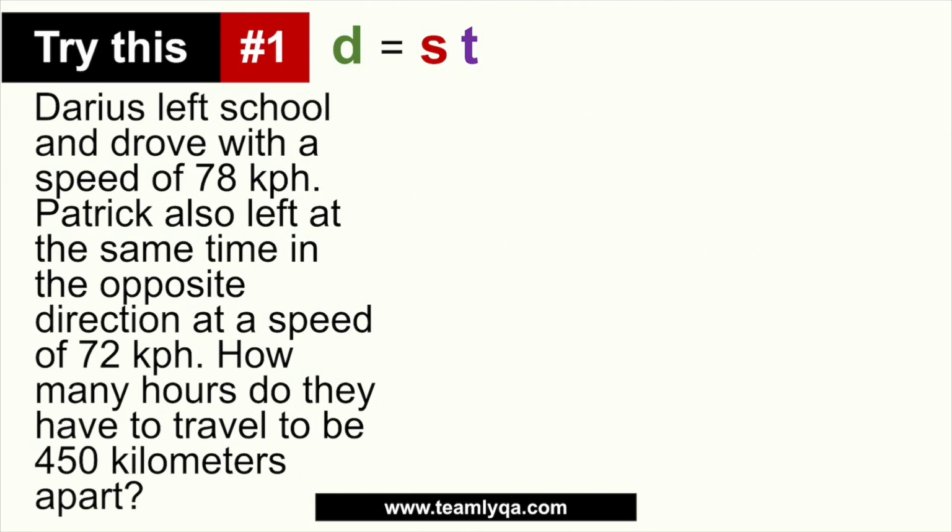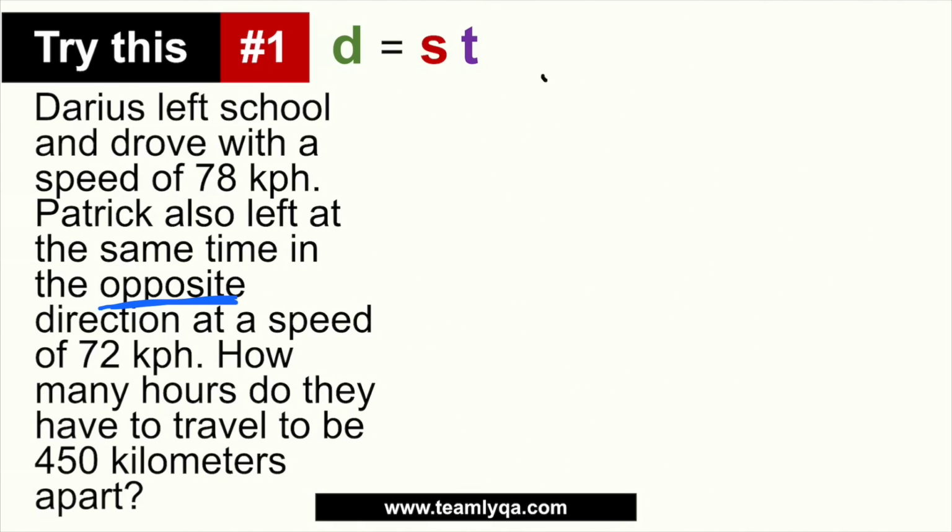Let's start with problem number one. Sabi Darius. So again, hi Darius and Patrick. So Darius left school and drove with a speed of 78 kilometers per hour. Patrick also left at the same time in the opposite direction. Okay, so again, very important. Yan. At a speed of 72 kilometers per hour. How many hours do they have to travel to be 450 kilometers apart?